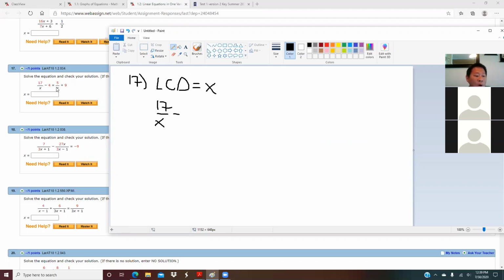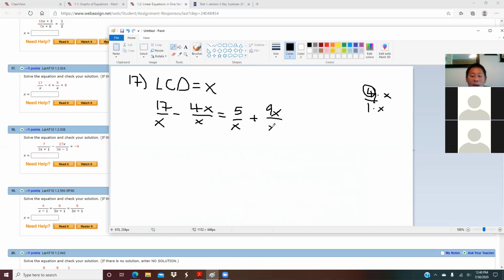Now this 4 is over 1, so I want to make it x, so I have to multiply this by x. So you will get 4x over x. And then the next one is 5 over x, which is good because it's already over x; we don't do anything on it. And then the next one is 9. If you put it over 1, you have to multiply by x. So it's a plus 9x over x.